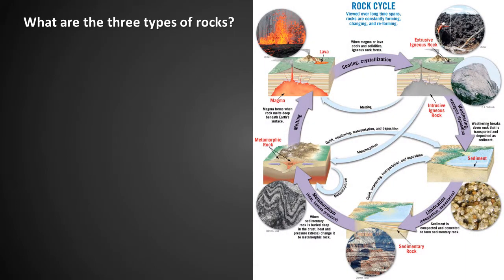Since we're talking about rocks, it is good to review the three main kinds of rocks. Do you know what they are? Yes, igneous, sedimentary, and metamorphic. We'll spend more time looking at these different kinds of rocks later. The figure shows the rock cycle and the different processes by which rocks can change from one type to another. You can find this figure in the textbook.